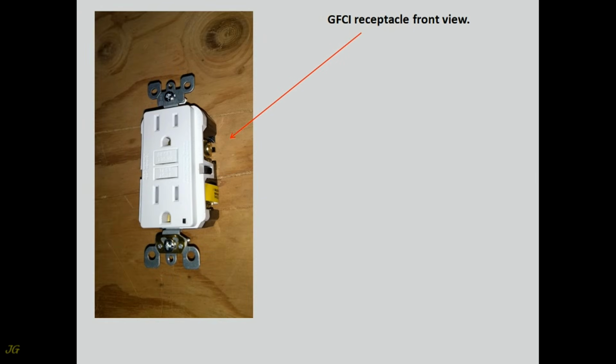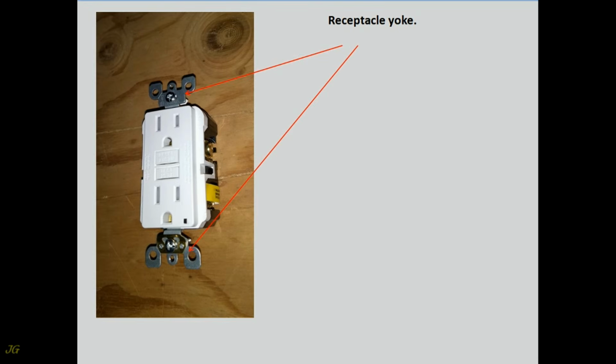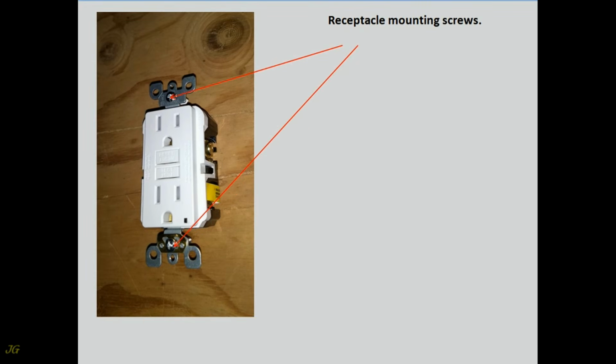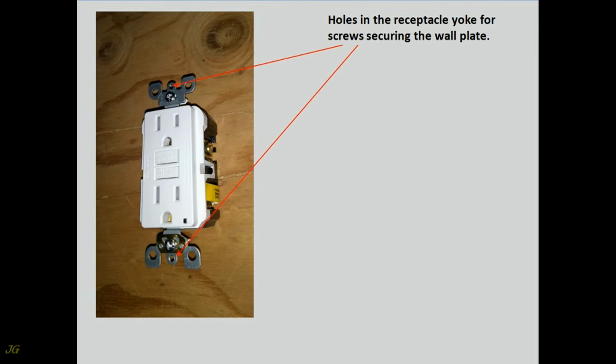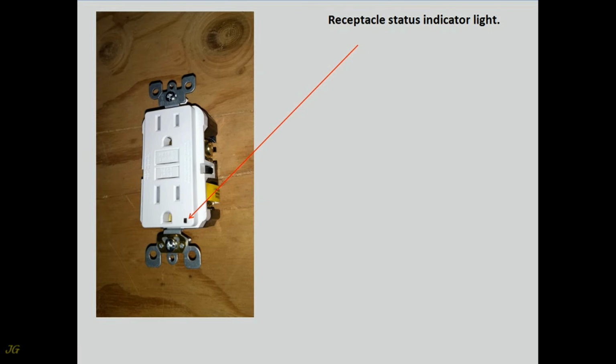GFCI receptacle front view. Receptacle test and reset buttons. Receptacle yoke. Receptacle mounting screws. Holes in the receptacle yoke for screws securing the wall plate. Removable ears of the receptacle yoke. Receptacle status indicator light.